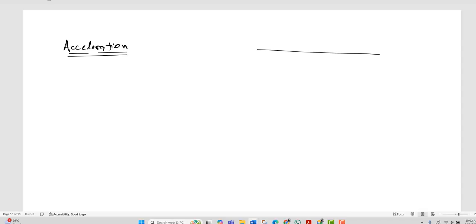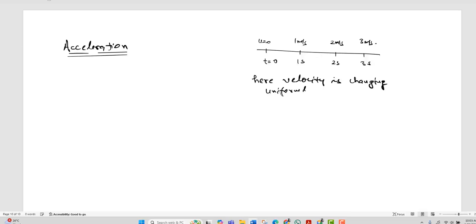Suppose this is a straight line and a particle is moving along this line. At t equal to 0, let initial velocity is 0. After 1 second, the velocity is 1 meter per second. After another 1 second, the velocity has changed further, now 2 meter per second, then 3 meter per second, right? So here velocity is changing uniformly. Yes, sir. So this is one case.